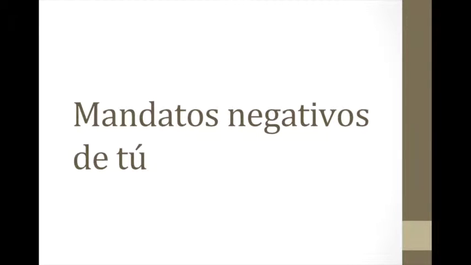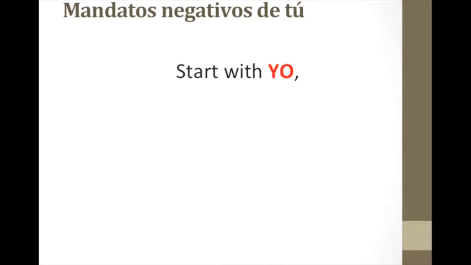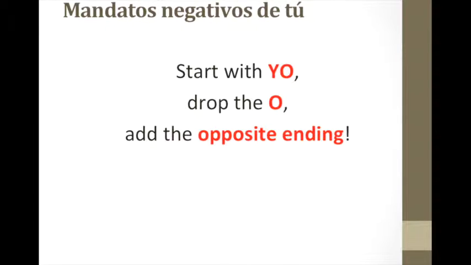Negative tú commands are much different than positive tú commands. Positive tú commands are technically on their own little island, while negative tú and the rest of the commands are going to follow the same pattern. What we're going to do to form a negative tú command is start with the yo form of the present tense. So yo hablo, for example. Yo como. We're going to drop the o, and then we're going to add the opposite ending. So start with yo, drop the o, add the opposite ending.